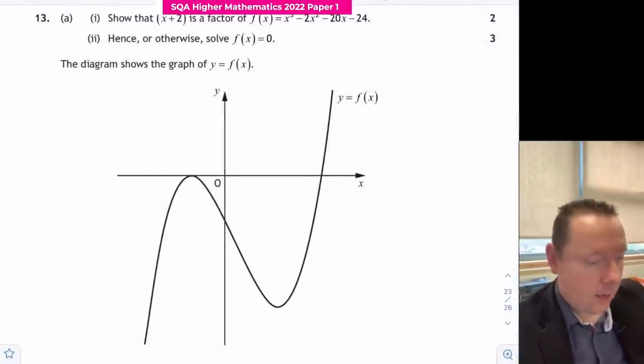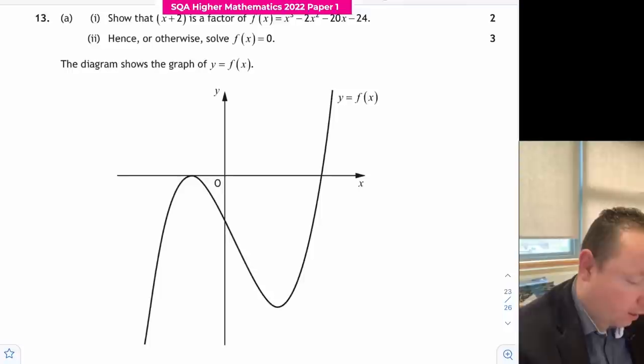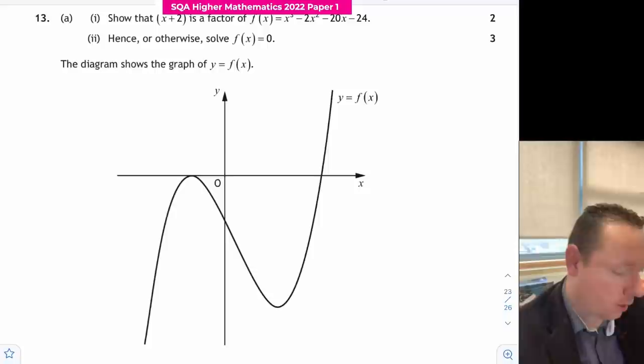Hi, SQA Higher Maths 2022, paper 1, question 13, part A. Show that x plus 2 is a factor of x cubed minus 2x squared minus 20x take away 24, part 2. Then solve f of x equals 0.